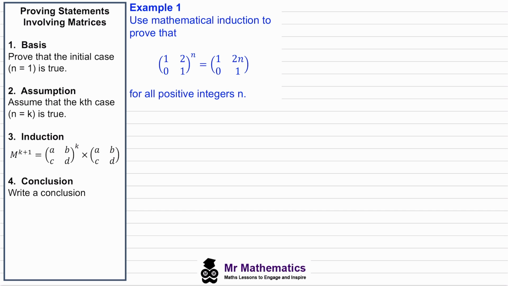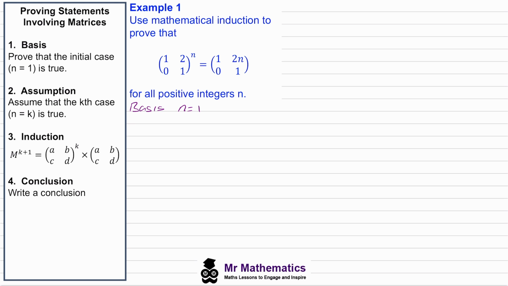So we'll start with example 1, where we've been asked to use mathematical induction to prove that this matrix to a power of n is equal to this 2 by 2 matrix for all positive integers n. So the first thing we need to think about is the basis, and this is when we're saying that n equals 1.